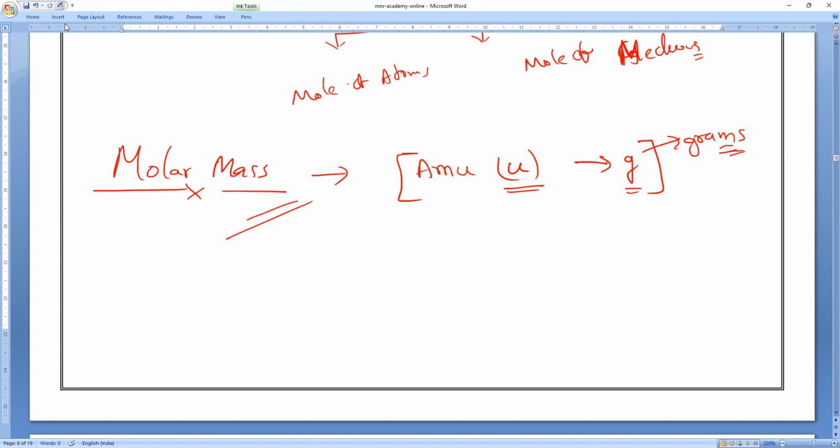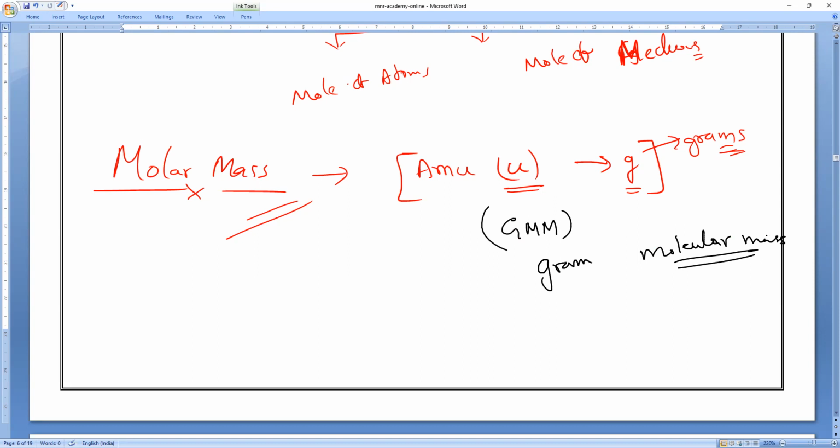It is very important, that's why. This is also what we can call GMM. What does GMM mean? Anybody can tell? Gram molecular mass. Note it, everyone. Gram molecular mass. I hope you all understand. Everybody clear?